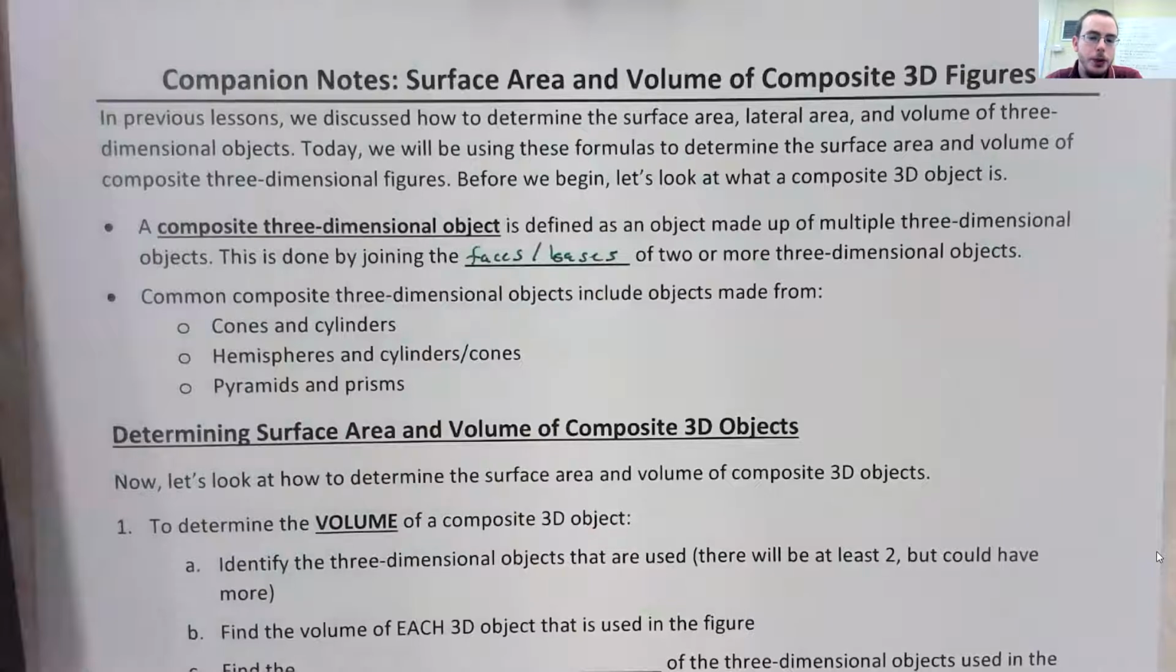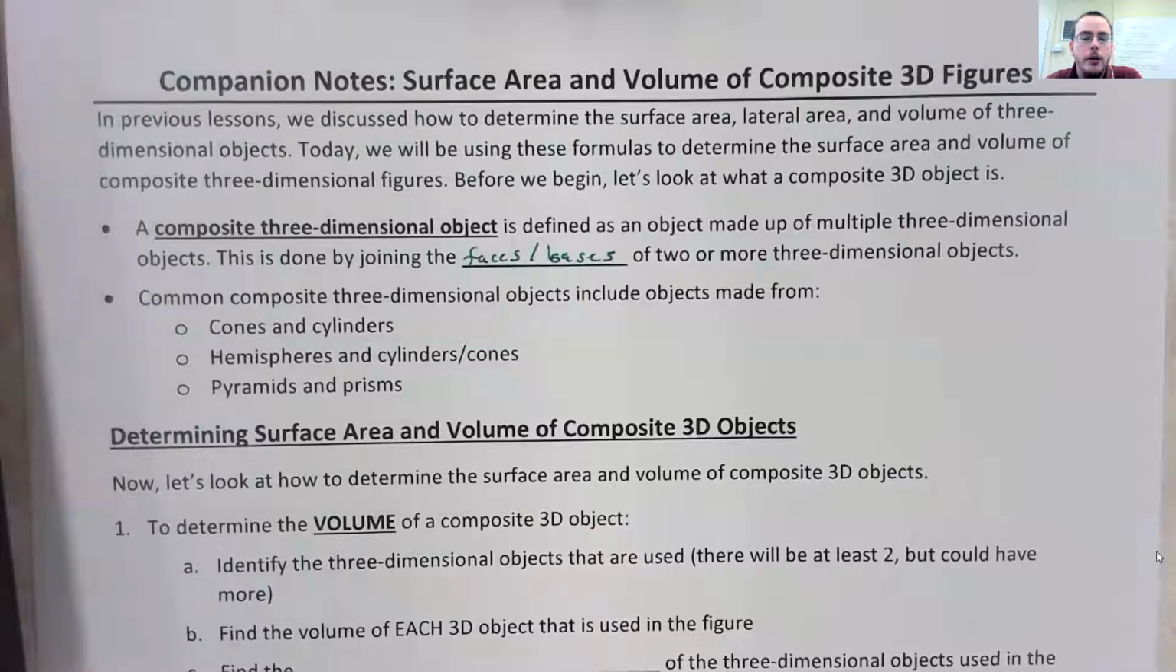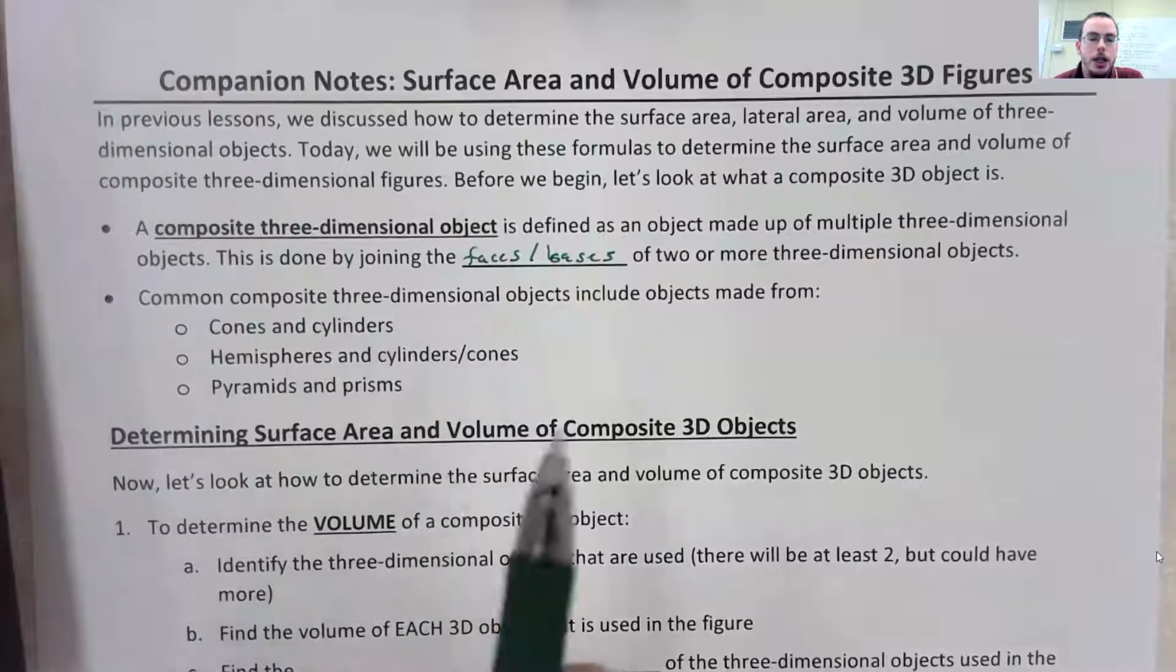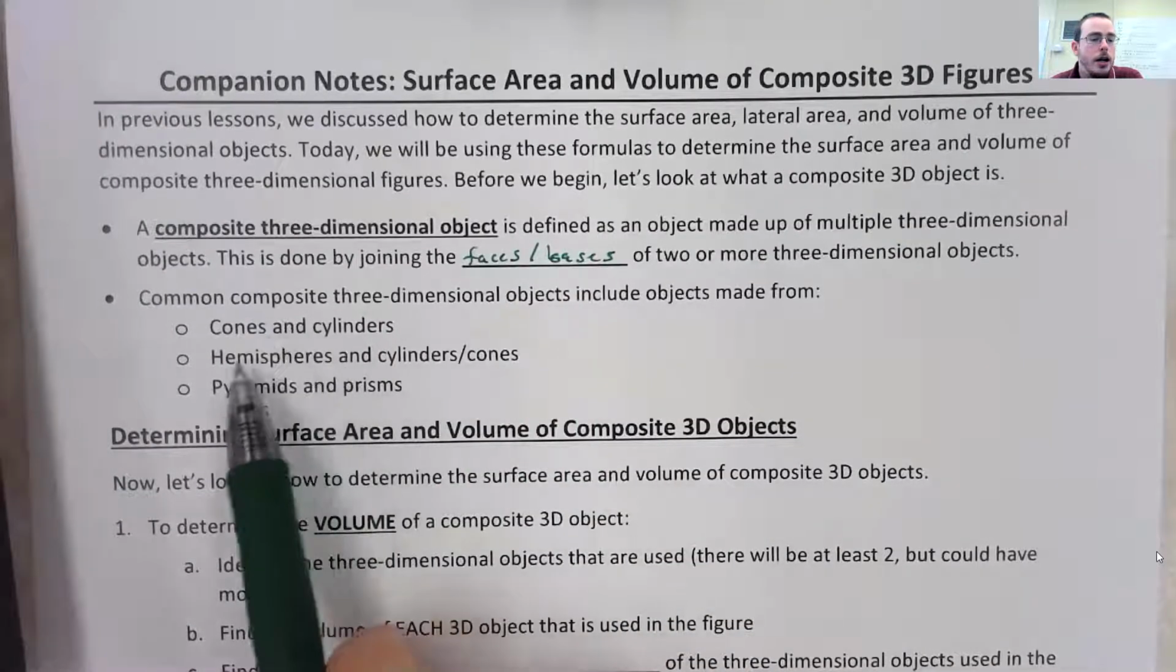So you may have 2, 3, 4, any number of 2 or more would be acceptable for a composite object. Common composite three-dimensional objects include objects made from cones and cylinders, hemispheres and cylinders and cones, pyramids and prisms.